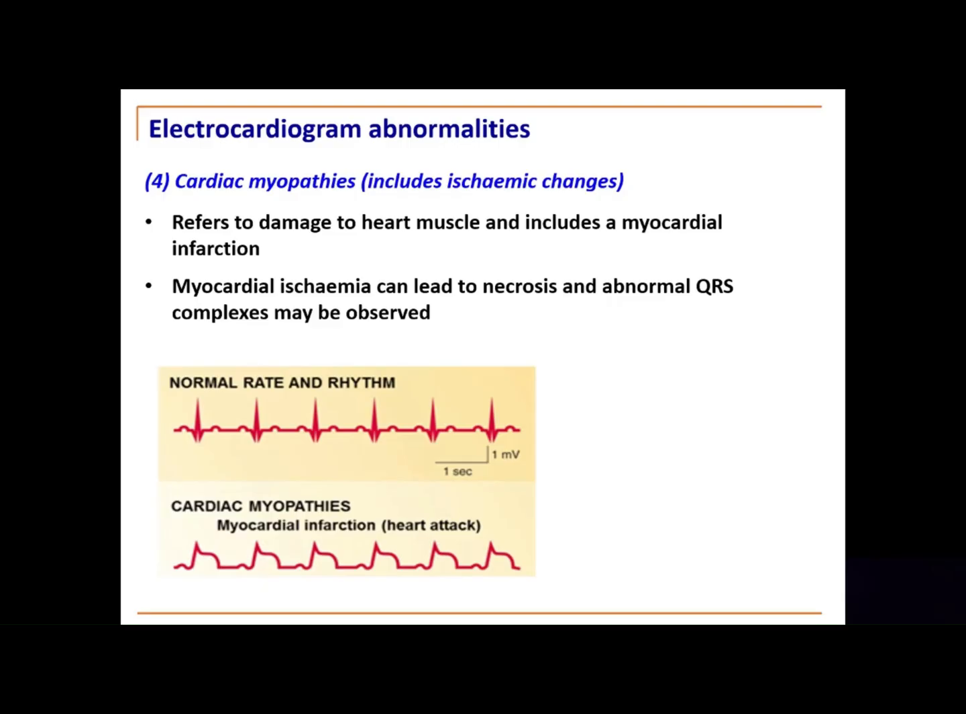If someone has an MI, this is called a STEMI, and STEMI stands for ST elevated myocardial infarction. What you can see here is your P wave, here's your Q and R, and there's your S, and there's your T, and you can see they're elevated. So it's called an ST elevated MI, or a STEMI. This is due to complete blockage of a coronary artery, resulting in muscle damage, and that is detected by an ECG.